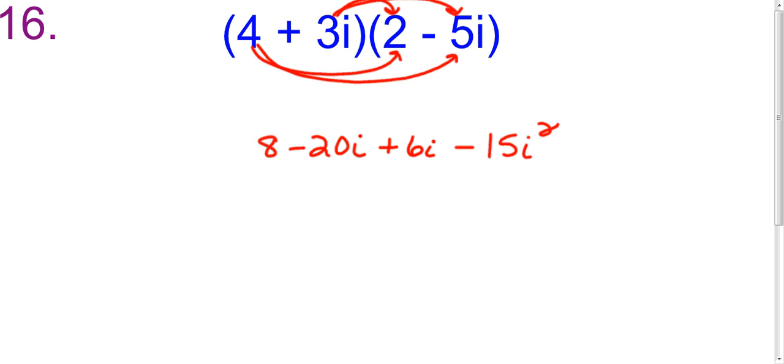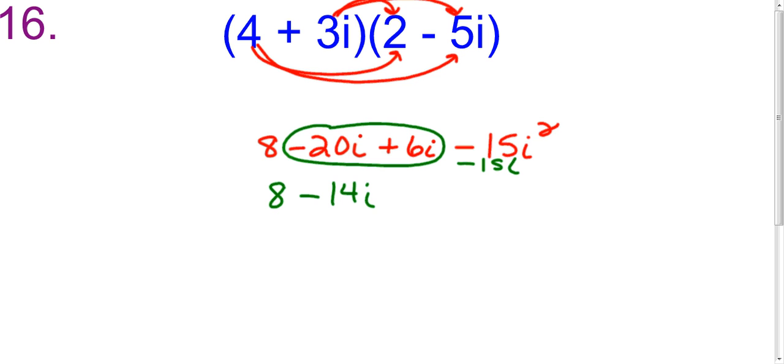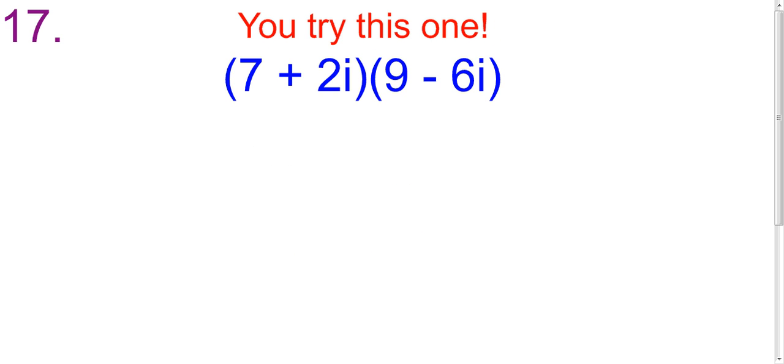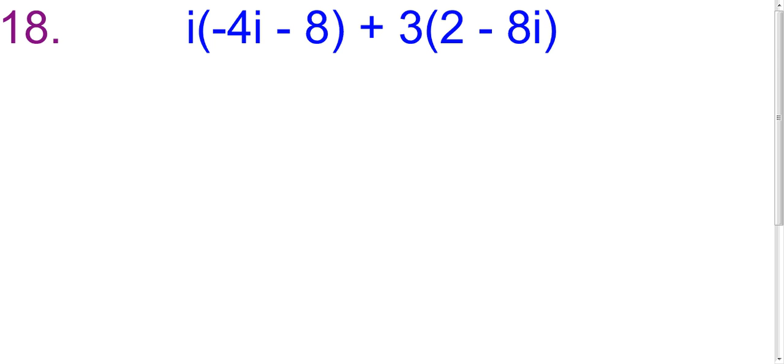All right, so I have this 8. These two I can combine. Negative 20i plus 6i is negative 14i. And here I have negative 15 times i squared, which is really negative 1. And so then negative 15 times negative 1 becomes positive 15. And then I can combine that 8 and that 15 to make 23 minus 14i. I can't combine anything that has an i in it with something that doesn't have an i in it, just so you know.